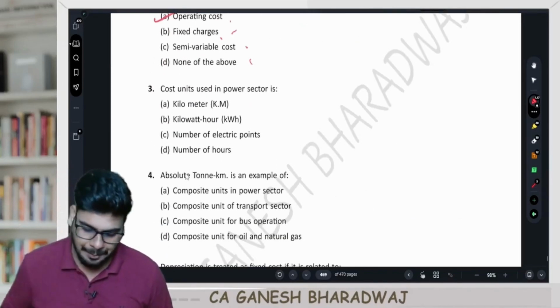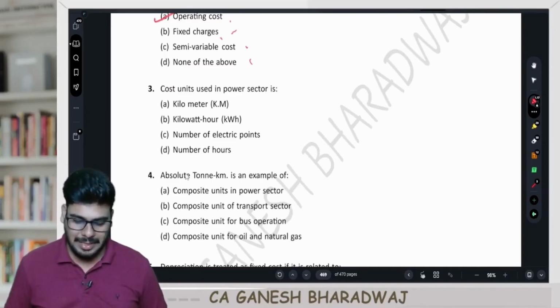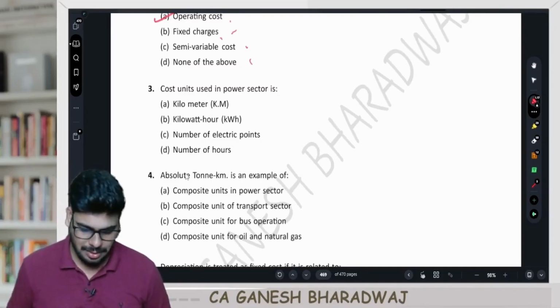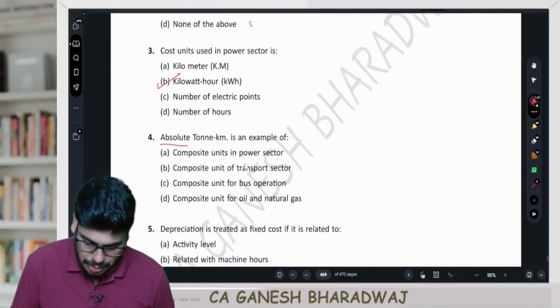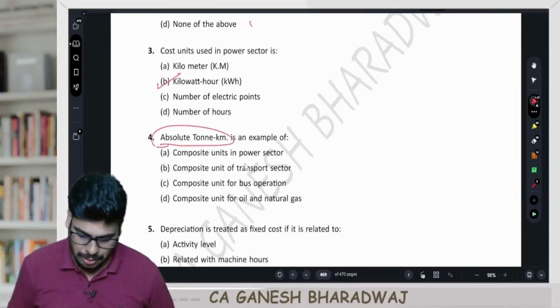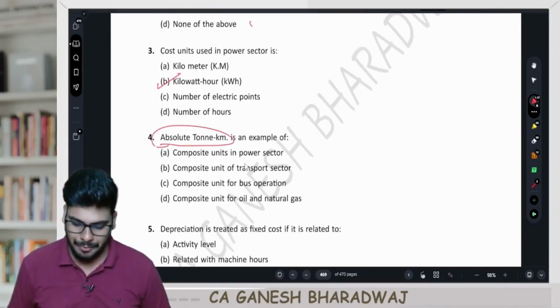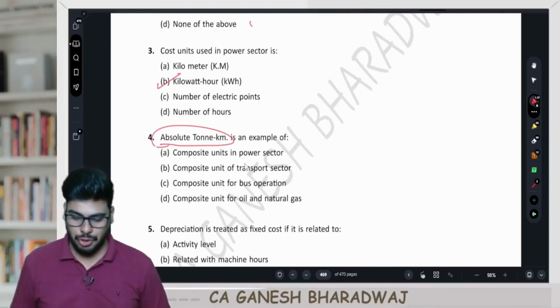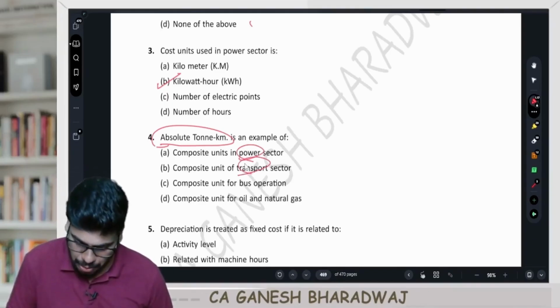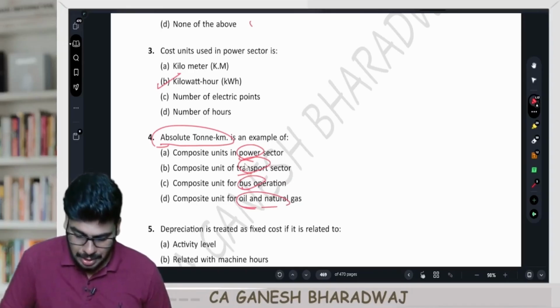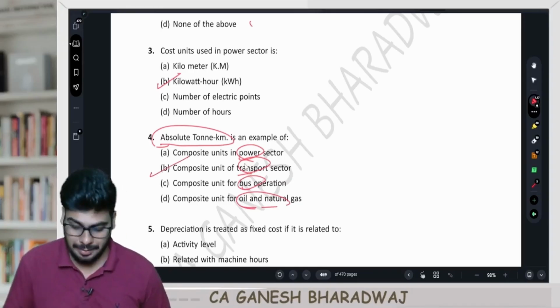Then the cost units used in power sector is what? We just did. Kilowatt hours. Next, absolute ton kilometer. Absolute ton kilometer is an example of composite cost unit in which sector? Power, transport, bus, or oil and natural gas. Right? It's going to be transport sector.